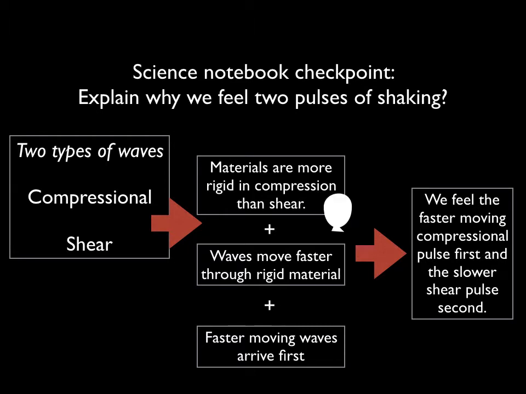And what's the evidence? Well, we can point to each piece of evidence that we built along the way. The balloon evidence for the material strength, the conga line for the rigid materials and wave speed, and the tortoise and the hare for faster moving waves arriving first. This is a complete scientific explanation that our students can start constructing by themselves in their notebooks.